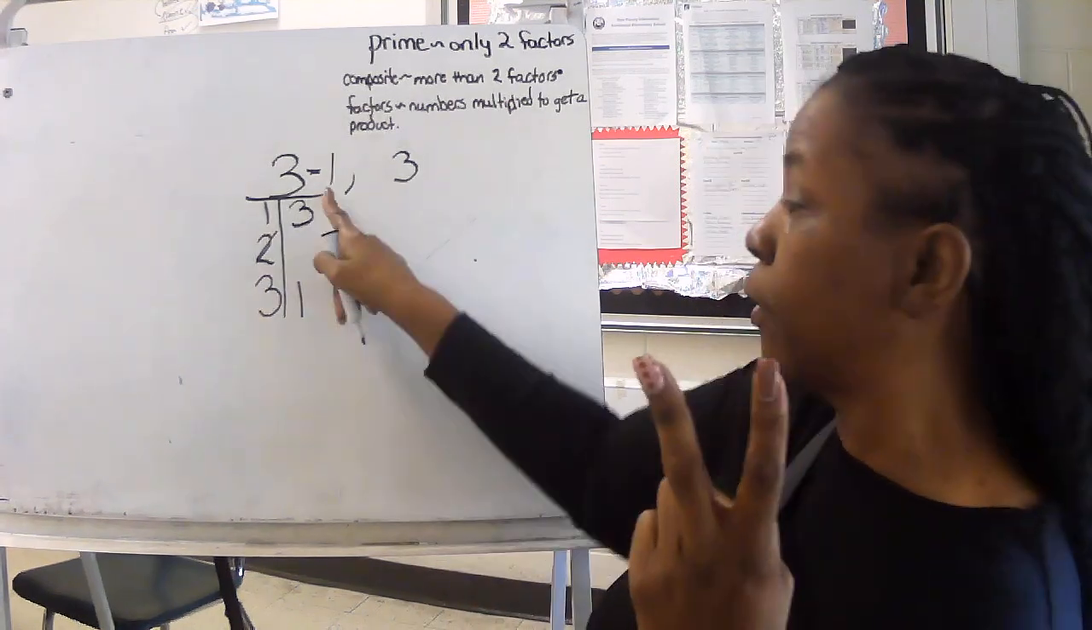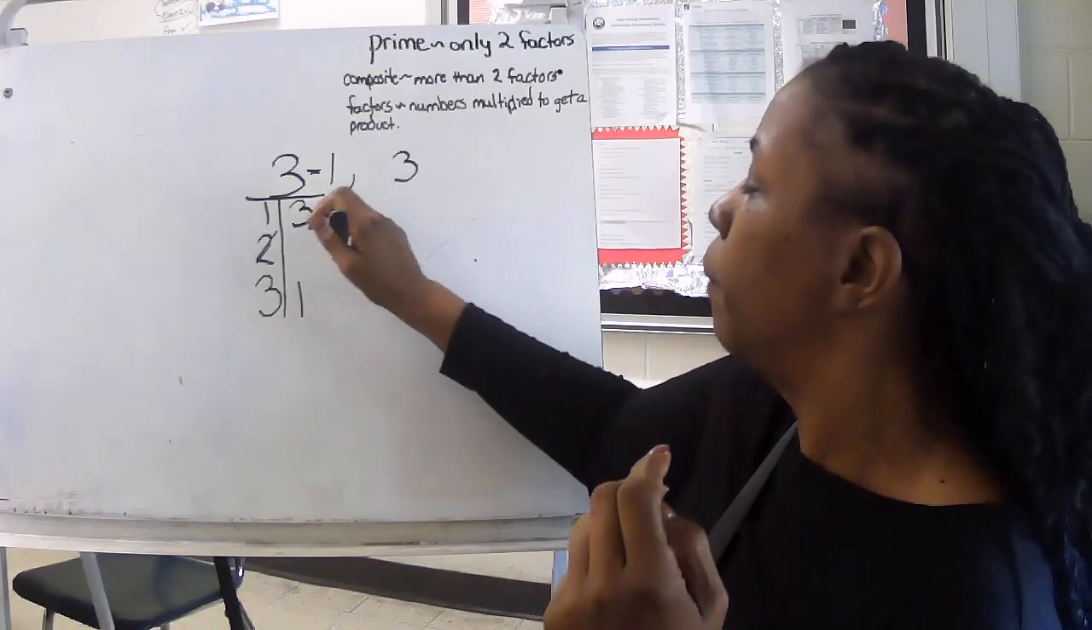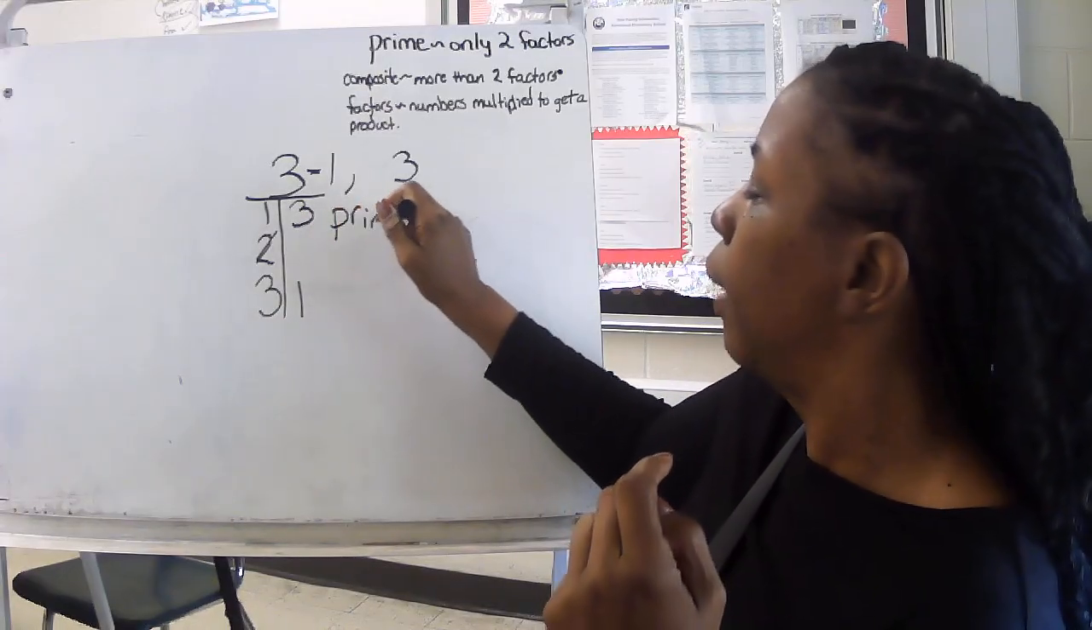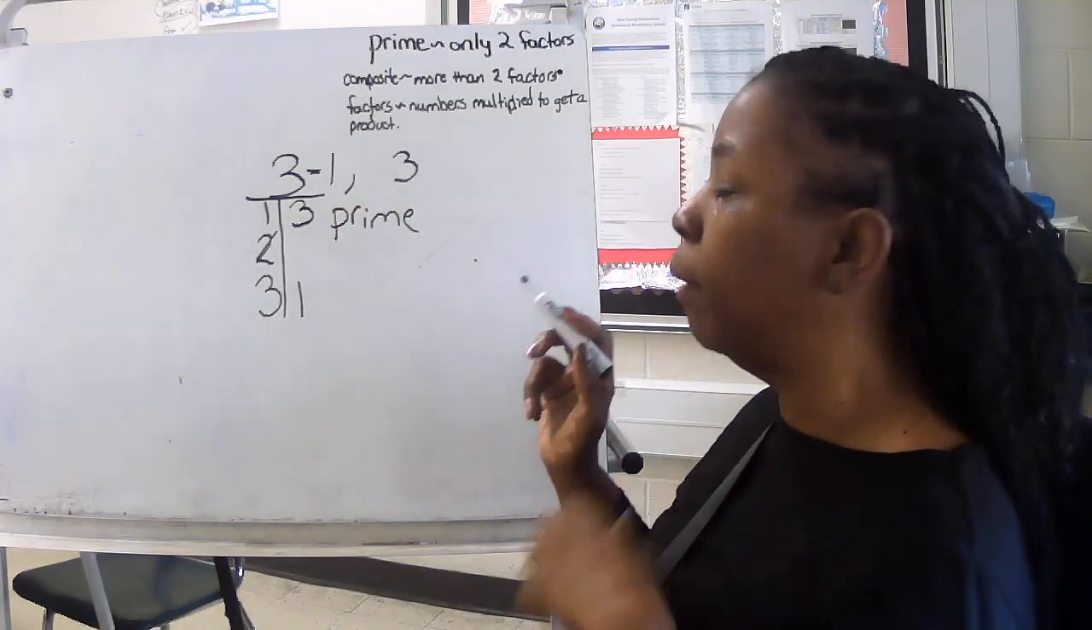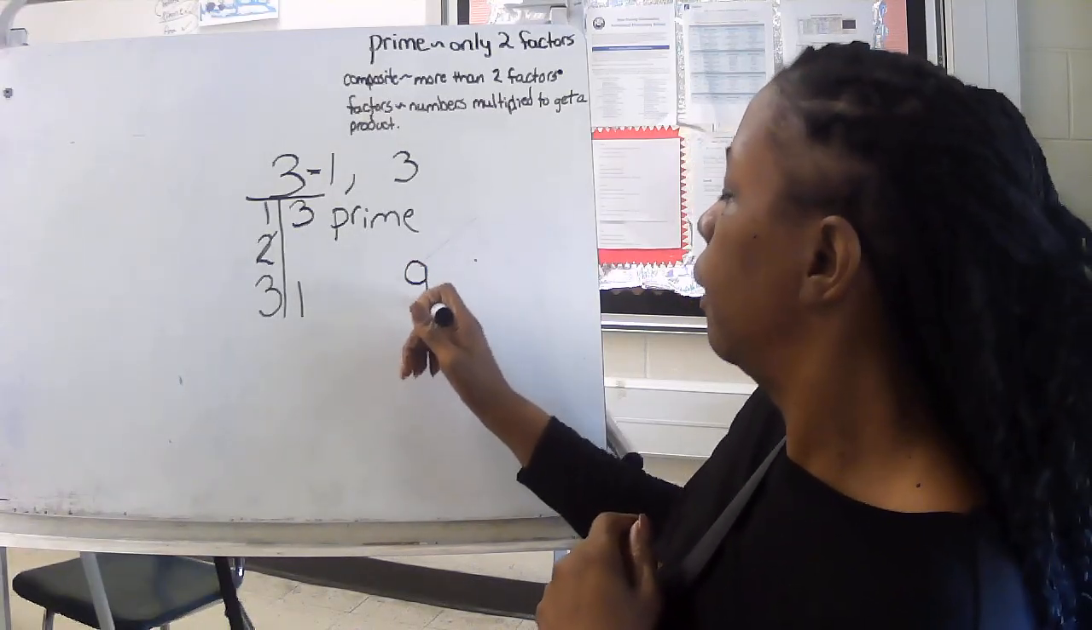Those are two factors. Therefore, it is prime. So right up under it, I will write prime. So we know 3 is a prime number. Okay, I'm going to come over here and I want to do 9.